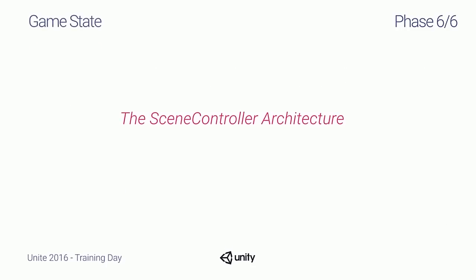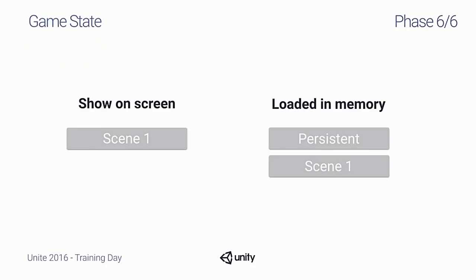So, scene controller architecture. We can see what it shows on screen and what's loaded into memory. But essentially, we're going to fade to black. Then we're going to take scene 1 and we're going to unload it. Then we're going to load in scene 2, still while we're faded to black. And then we will fade and show our scene 2.